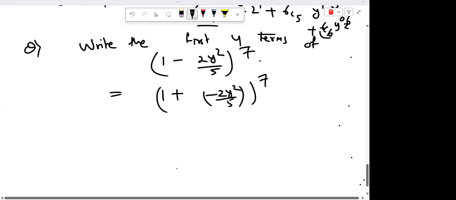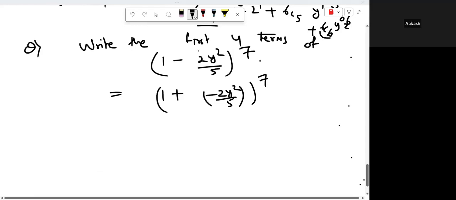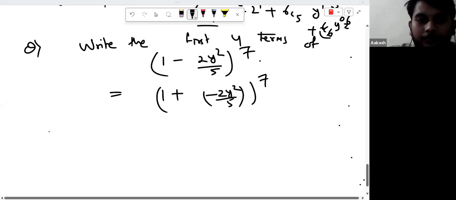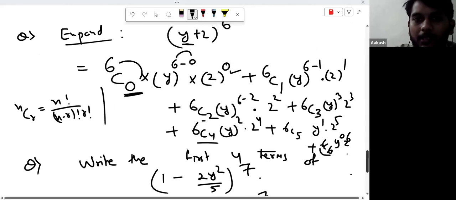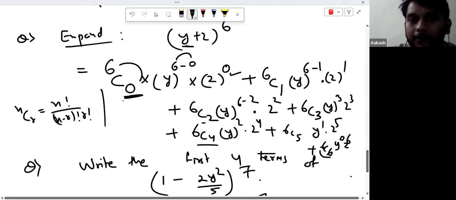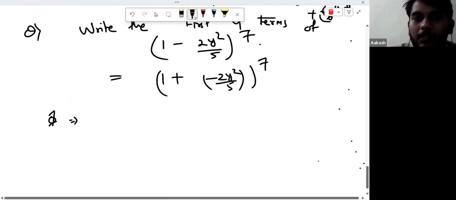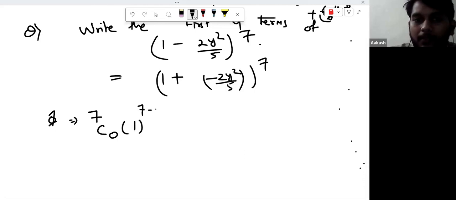All right, everyone. Not able to solve? Okay, tell me the first term. Sir, we can just write 1 plus minus 2y square by 5. No, no, no, no. Look at this. How did we start? nC0, 6C0, right? So let me tell you the first term. 7C0, 1 to the power 7 minus 0. Now second term is minus 2y square upon 5 to the power 0.